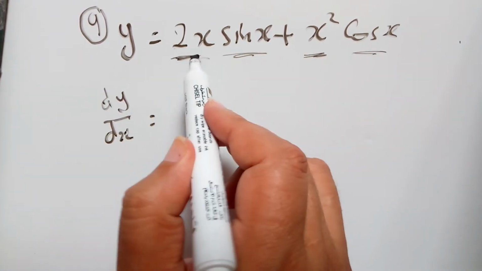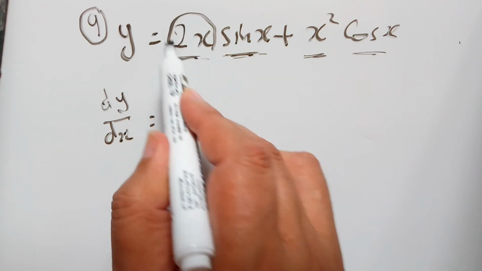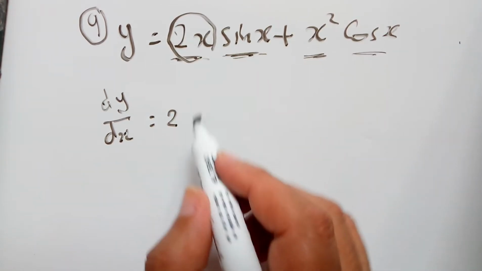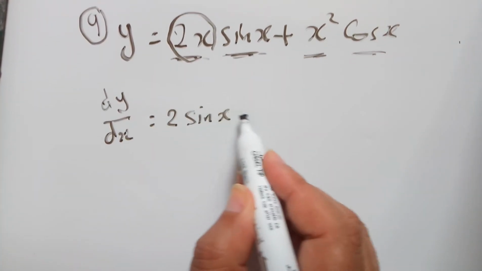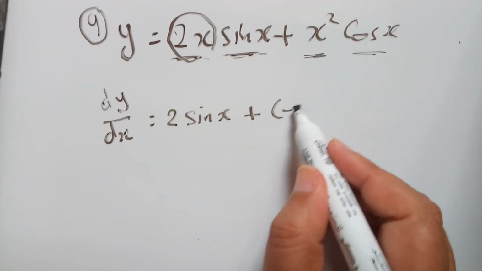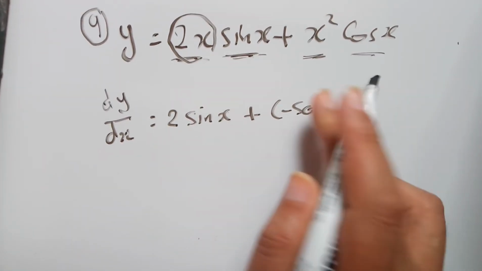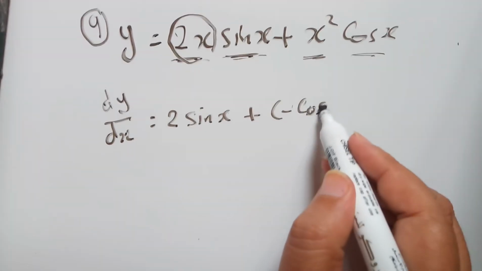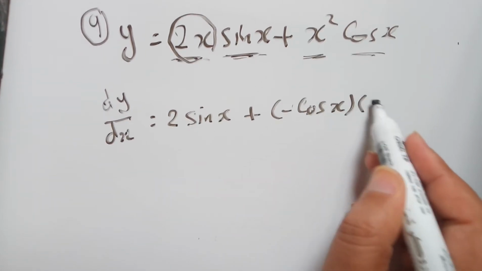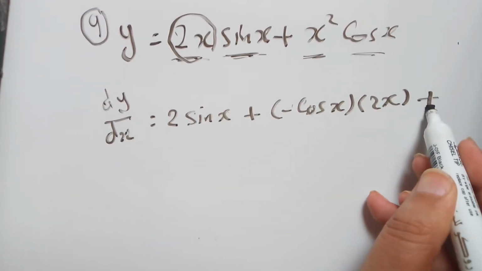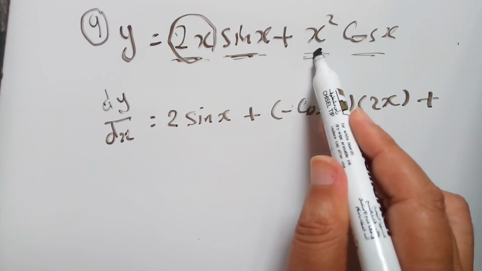What is the derivative for? This is u and this is v. What is the derivative for 2x? It will be 2 multiplied by sine x. Plus, what is the derivative for sine? It will be negative cosine, multiplied by 2x. Plus, here, apply the same rule.